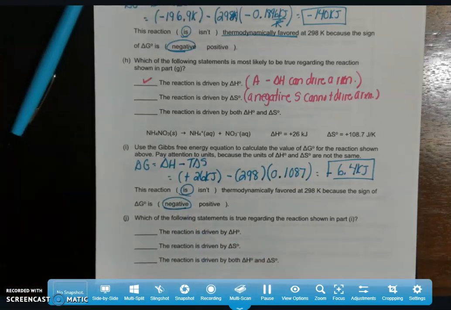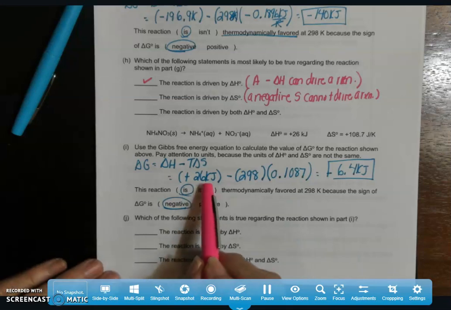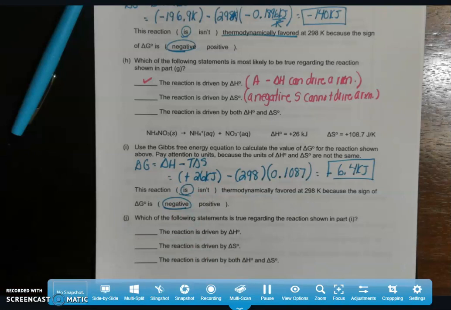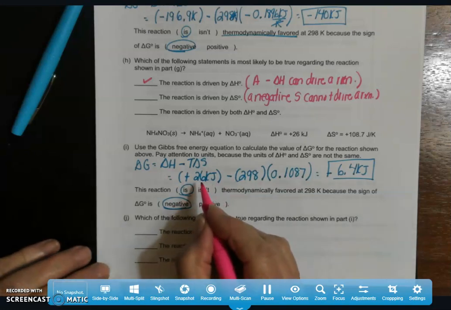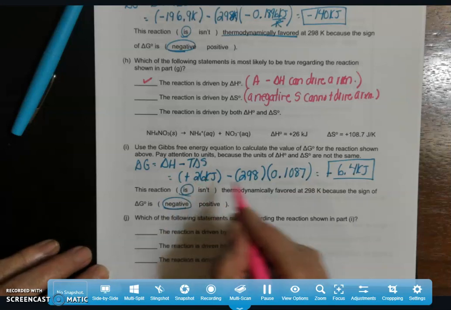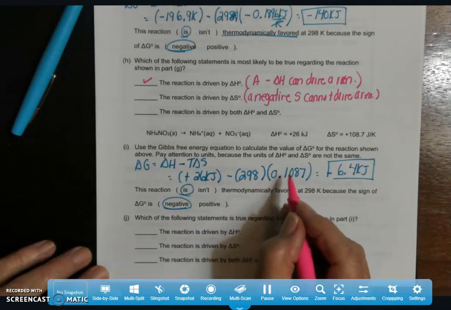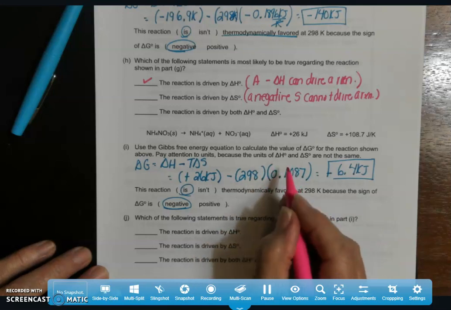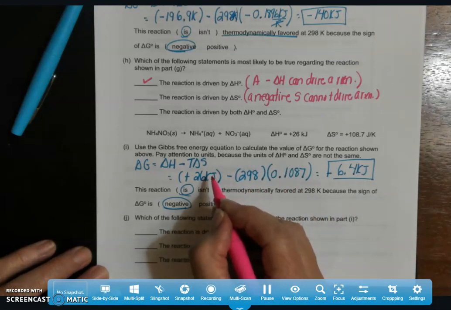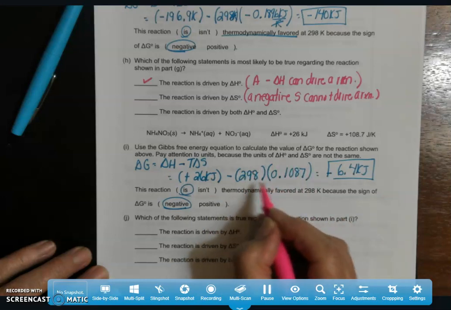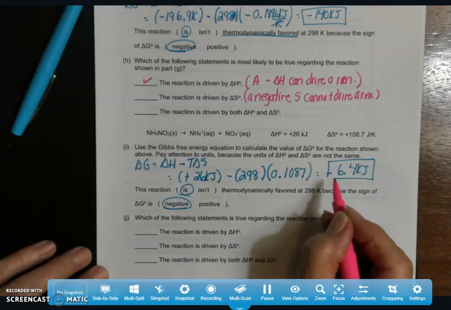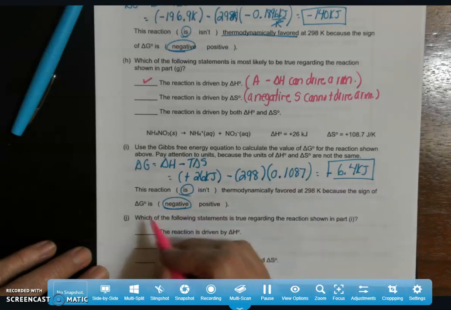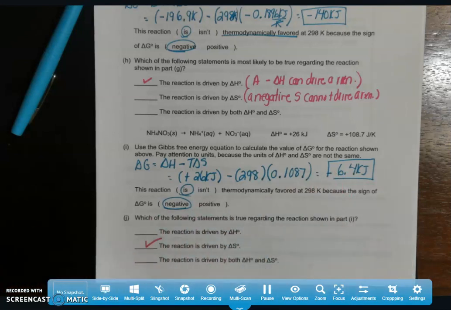However, in this case, the reaction is not driven by delta H because this is endothermic, which means that the reaction requires work in order for it to occur, or energy input. But I can make up for this by the fact that I have a lot of entropy here. So although I need an energy input, this value is large. That causes this to become negative. So this reaction is driven by delta S.